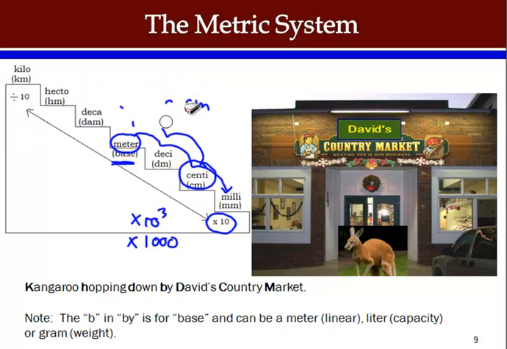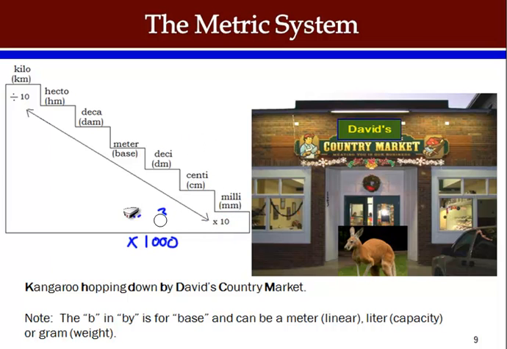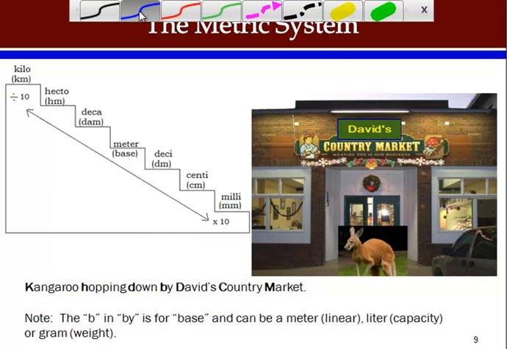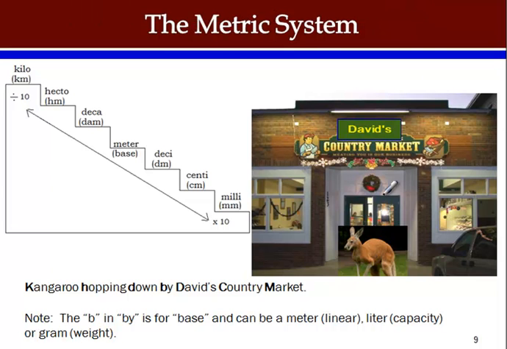So something that might help you to remember these stairs in the correct order, so that if you ever need to do a conversion and you don't happen to have this conversion chart in front of you, is to visualize this picture that you see here, and that is, as you can see, it's a kangaroo hopping down by David's Country Market. Kangaroo hopping down by David's Country Market. That's just a little mnemonic device to help you remember the first letter in each of these units of measurement.